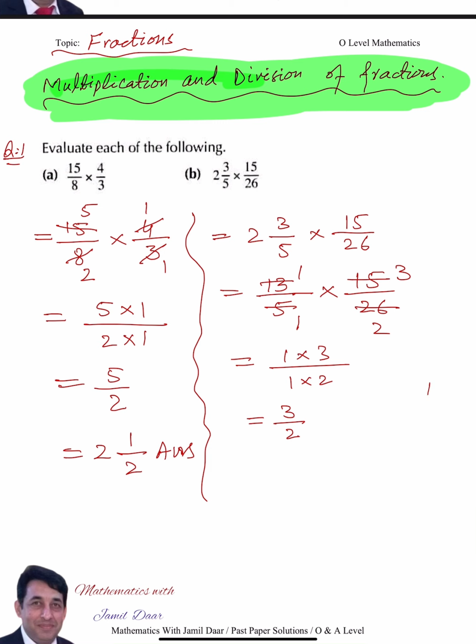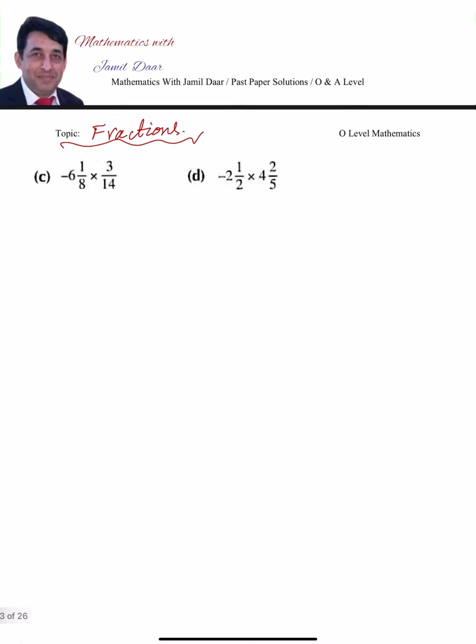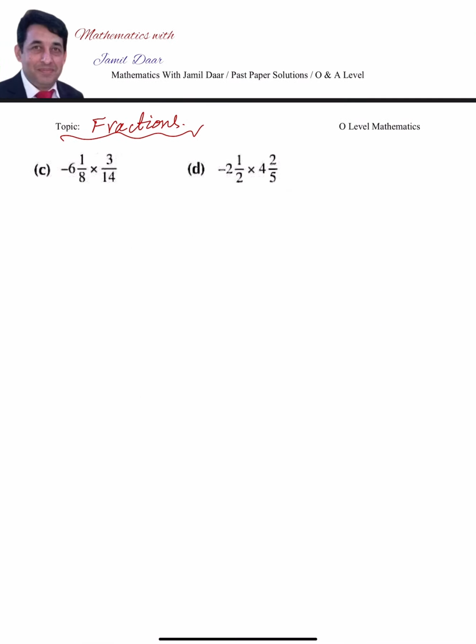Now the numerator is greater than the denominator, so we'll change it into a mixed number. 2 ones are 2, 1. So 1 is the answer, 1 is the remainder, and 2 is the divisor. This will become your answer. Hope you have understood how to multiply this. We will do another example. These are two more examples of multiplication of fractions.